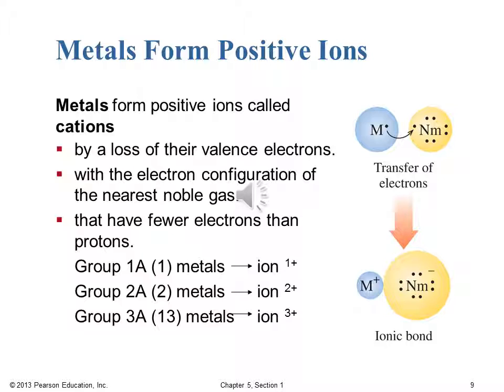They have a net positive charge, and depending on where in the table we're looking, we tend to see that the group 1A or group 1 metals tend to lose 1 electron to become a +1 ion. Group 2A or group 2 metals tend to lose 2 electrons to become a +2 ion. Group 3A or group 13 metals tend to lose 3 electrons to become a +3 ion, and that's just the necessary number of electrons to get to the noble gas that precedes it.